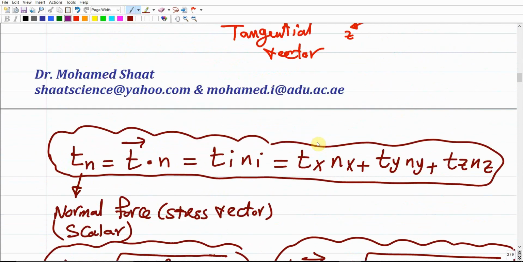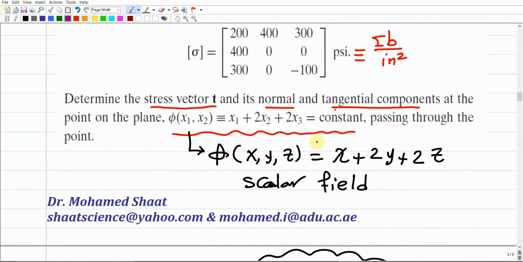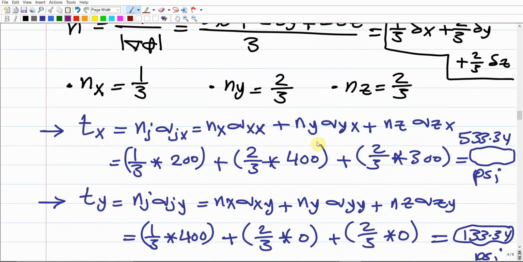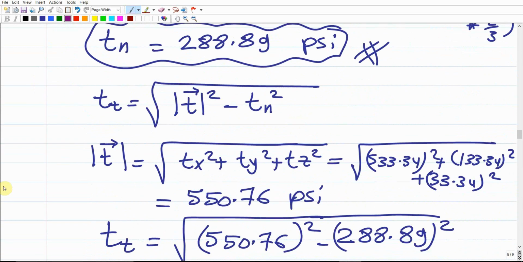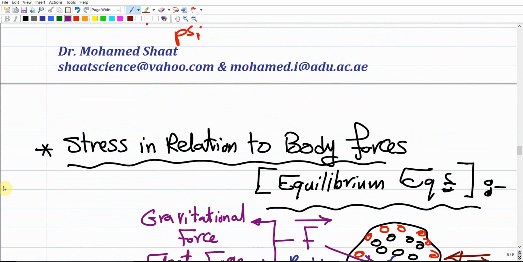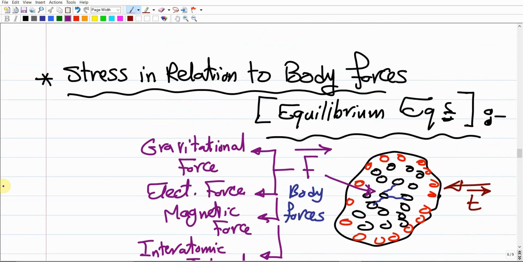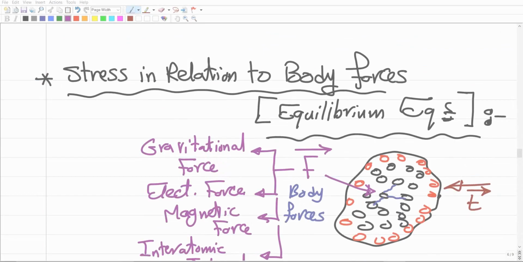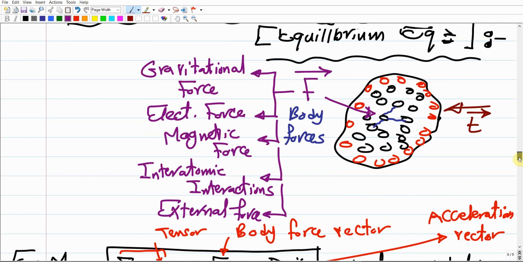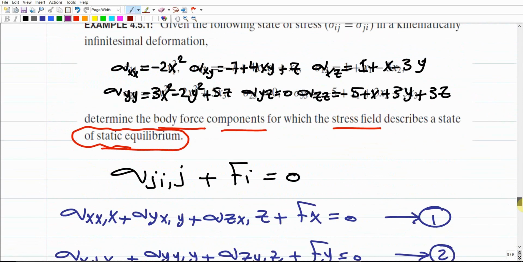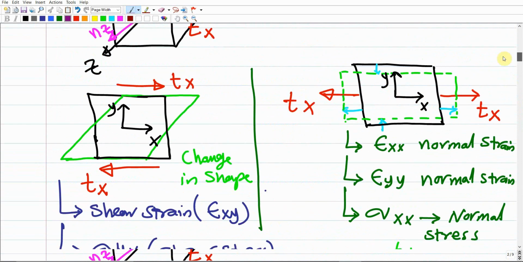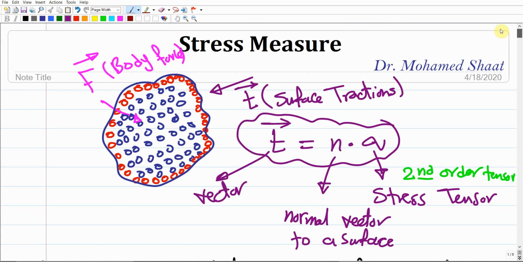But the stresses are related to the body forces through the equilibrium equations or the equations of motion. Make sense? So these are two important topics that we should understand: how the stress is related to the body force or the surface tractions. So that's it for this video. We have discussed two important topics. As I mentioned, how the stress would be related to the surface tractions or the surface forces, and also how the stresses are related to the body forces.